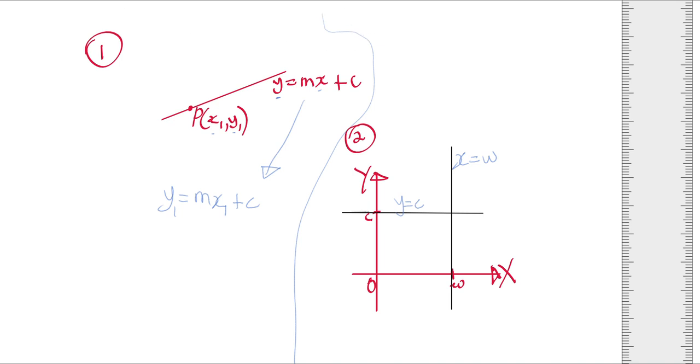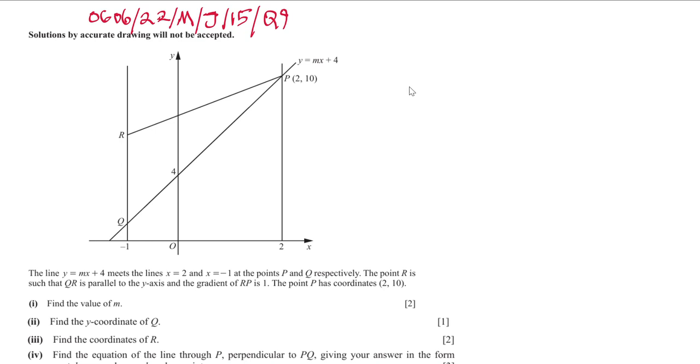Now, let's solve the question. Solutions by accurate drawing will not be accepted. The line y equals mx plus 4 meets the lines x equals 2. What is the line x equals 2? The vertical line that passes through the x-axis at 2, so this is the line x equals 2. And x equals minus 1. The vertical line that passes through the x-axis at minus 1, so the line here is x equals minus 1.